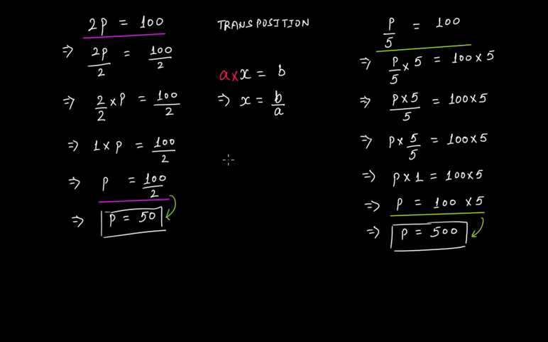Same thing for this one. If it is x divided by a is equal to b, this will be x is equal to b times a. That is, the division has now been converted to multiplication. This is what the transposition method is.